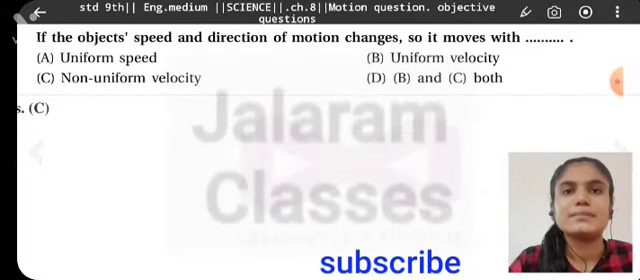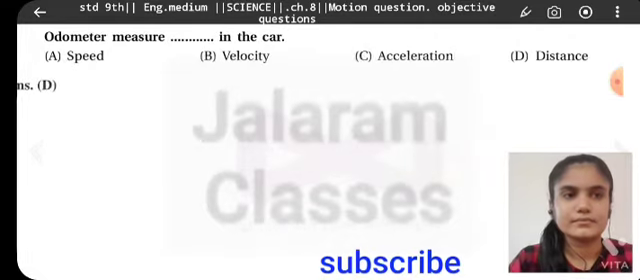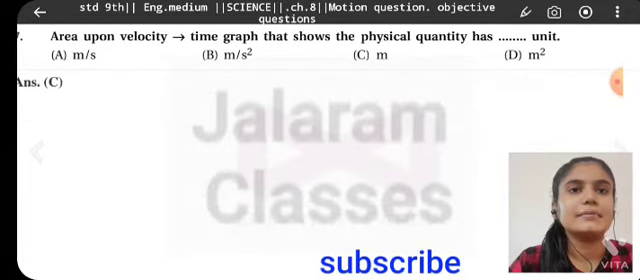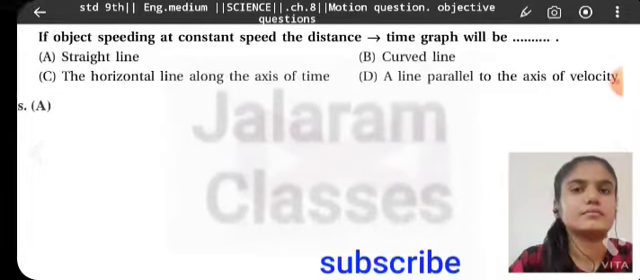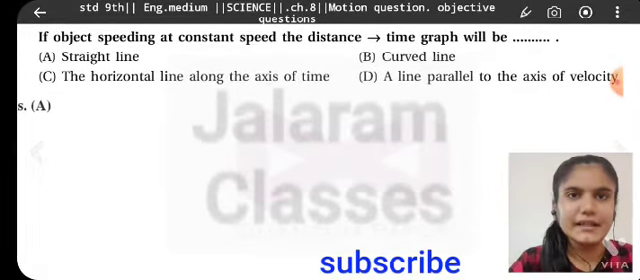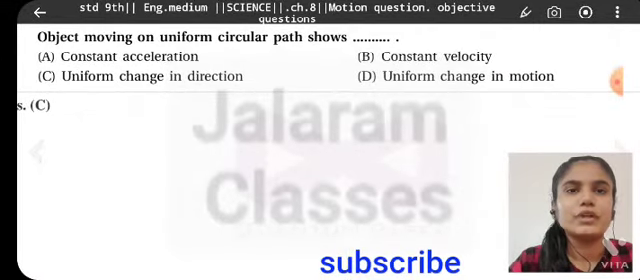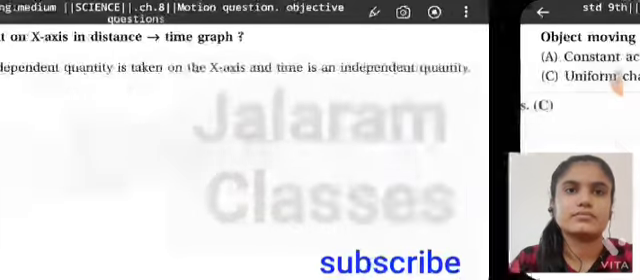If the object's speed and direction of motion change, then it moves with non-uniform velocity. Odometer measures distance in the car. Area under the velocity time graph shows the physical quantity displacement, which has the meter unit. If an object is moving at constant speed, the distance versus time graph will be a straight line. An object moving on a uniform circular path shows uniform change in direction.